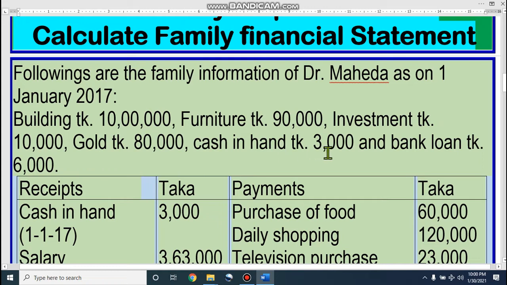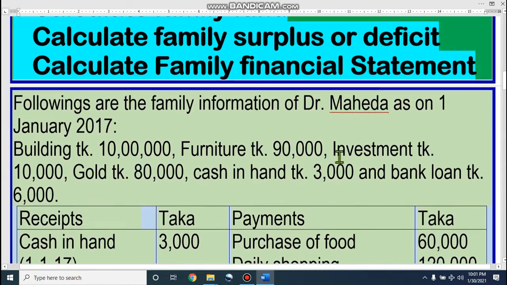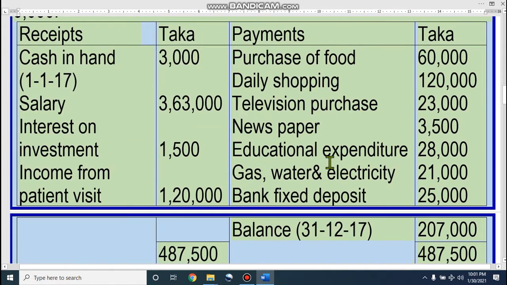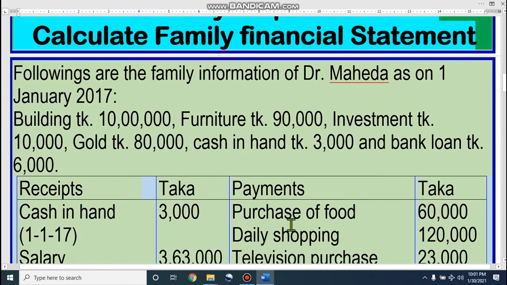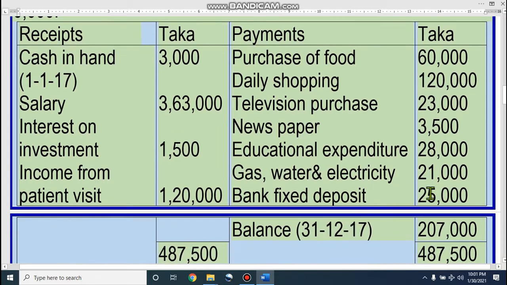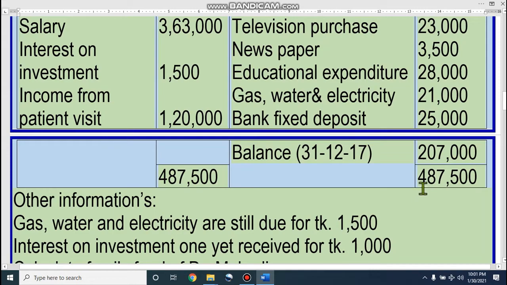Dear student, look, this is an asset, but this is opening asset. This asset is changeable, this is a current asset, so this cannot be in the closing. Whatever opening cash in hand, that may not be our closing. Look, closing cash in hand is 2,07,000. So we write cash in hand asset 2,07,000. And whatever assets we have more, this year we purchased a television, this is another asset. There is a bank fixed deposit 25,000, this is another asset, and balance. So these are the total assets.